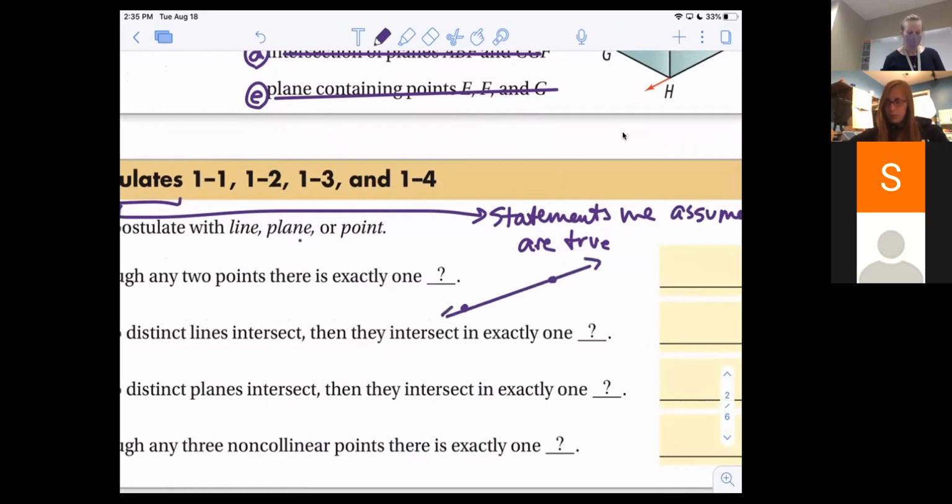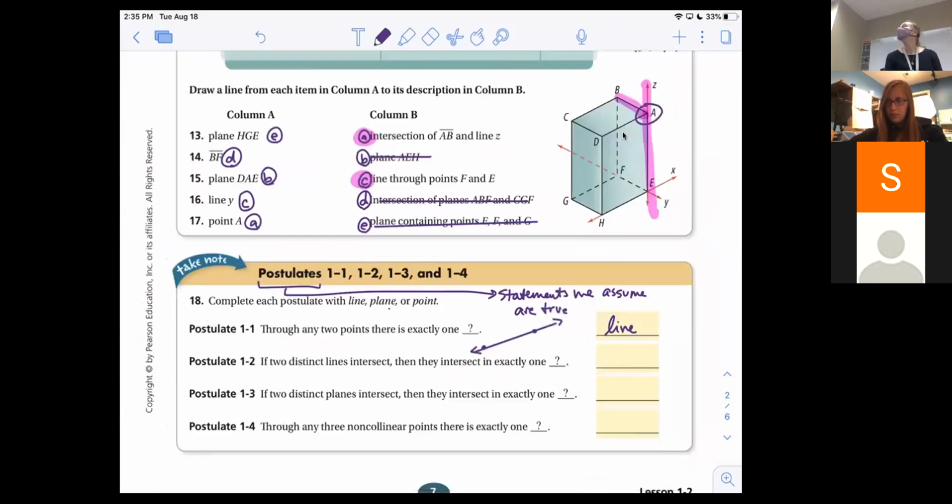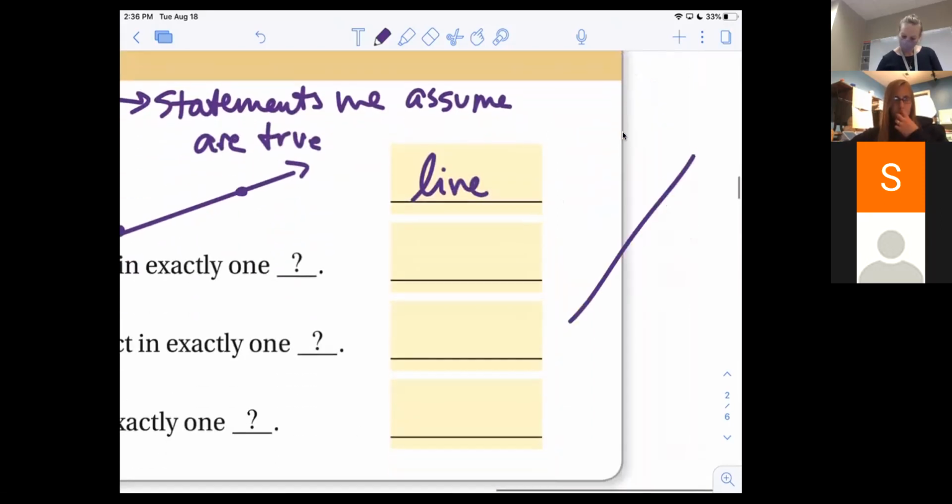Do you see why I say it's an oh duh theorem? You're like, oh duh, of course it is. Line. If 2 distinct lines intersect, then they intersect in exactly one what? 2 lines intersect, 1 point. Very good.